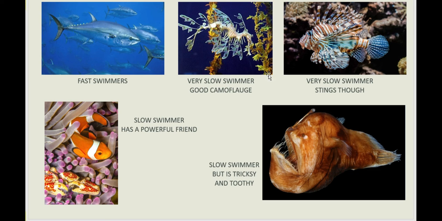We have another very slow swimmer. This is the lionfish. Terrible swimmer, but he stings. So he catches things by stinging them, and he protects himself by stinging things. All right, so that's his strategy.